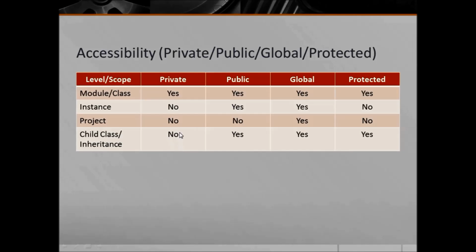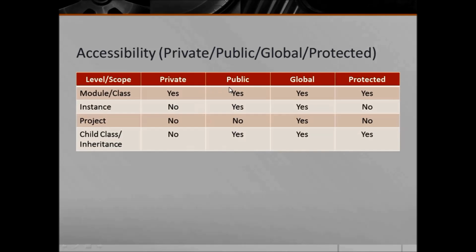And when you declare the variable or the function as private in a class, and you inherit the class by using the inherit functionality for the class declaration, you will not be able to see any variables or functions that are created as private.